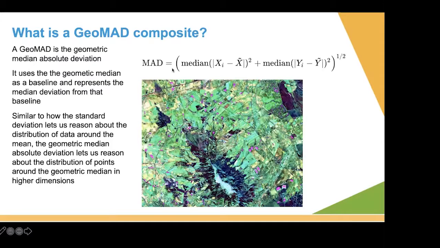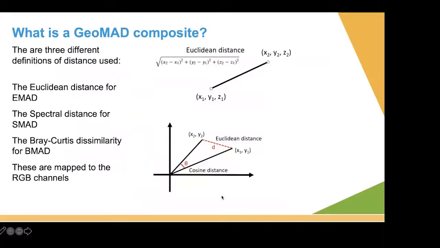But the idea is that we're using our geometric median as our baseline and then looking at the deviation from that point. And we're actually doing this in 3 different ways. And that's how these colorful images here are generated. There are actually 3 different types of distances being used, and each one of these is being mapped to RGB. You don't have to map them to RGB, but you can.